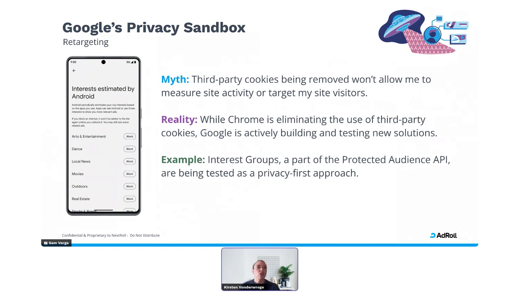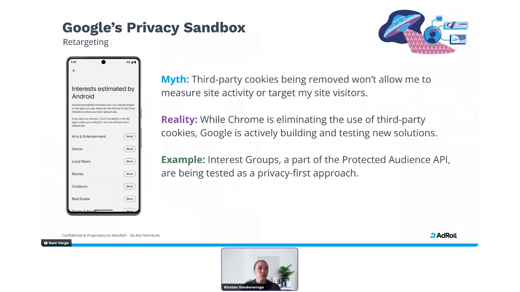So you've most likely heard of or seen something about Google Privacy Sandbox or the Protected Audience API. And this is Google's attempt to create technologies that reduce cross site tracking while still giving companies the tools to build thriving digital businesses. There are some misconceptions that with third party cookies gone, marketers won't be able to measure site activity or target their site visitors anymore. In reality, there's a lot of new solutions, including this one, that are actively being built and tested.